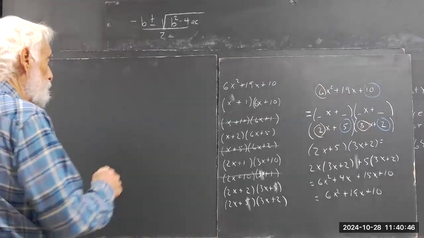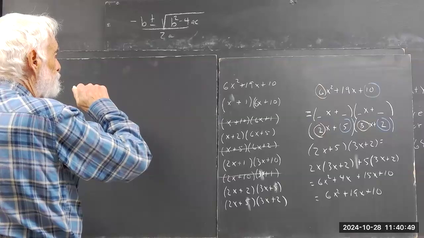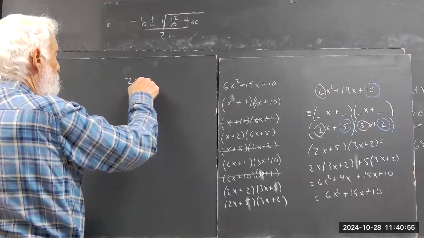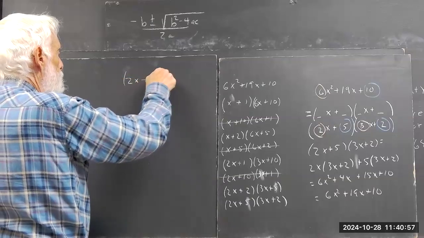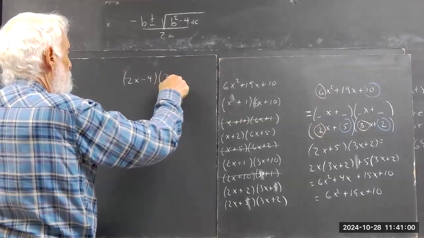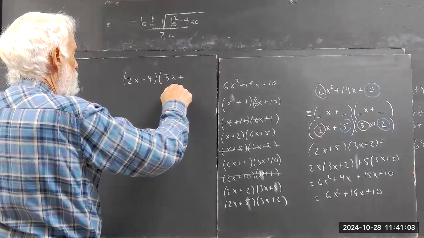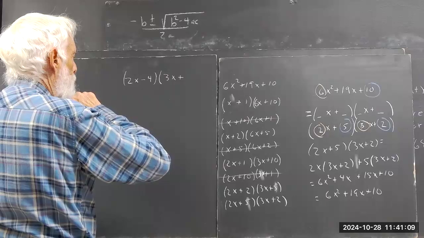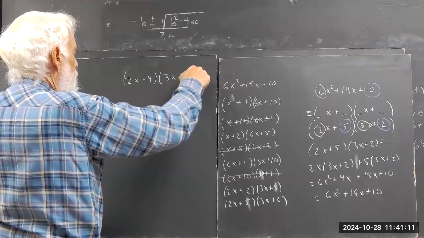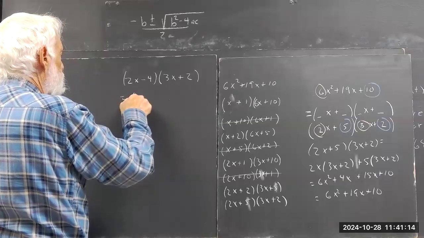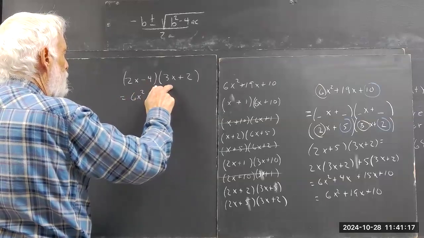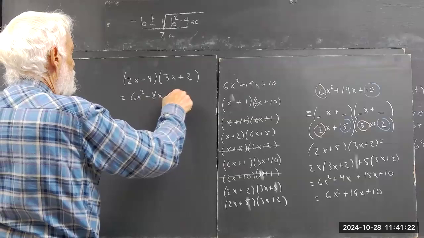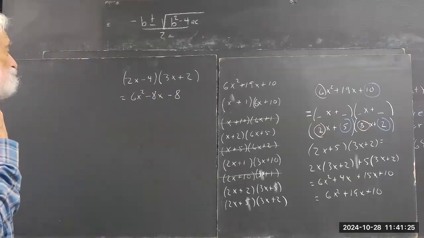So what I'm going to do now, I'll just stick with 2 and 3 here. We'll get too many factors. Keep this kind of easy. This equals 6x squared. That's going to be minus 12x plus 4x. That's minus 8x minus 8.